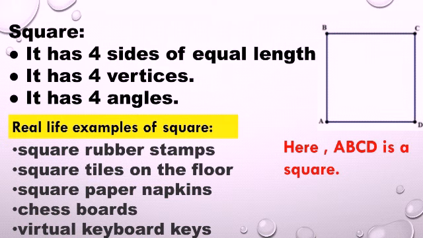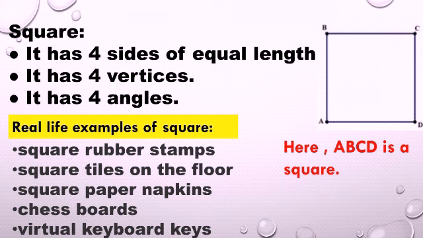The real life examples of a square are square rubber stamps, square tiles on the floor, square paper napkins, chessboards, virtual keyboard keys. These are the square shapes we can observe in our real life. So see, all squares have 4 sides of equal length. Here AB, BC, CD and DA are the 4 sides having equal length, and 4 vertices and 4 angles are there.